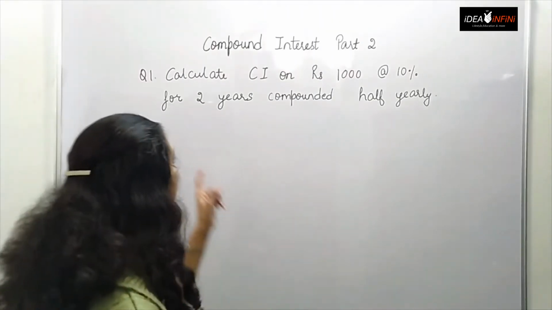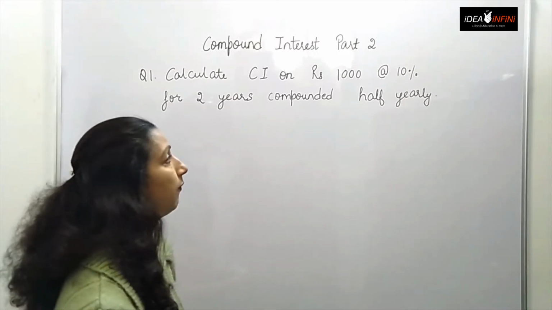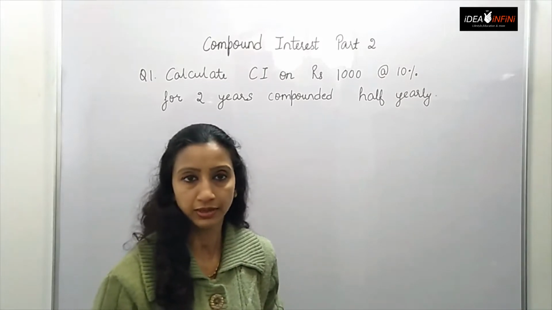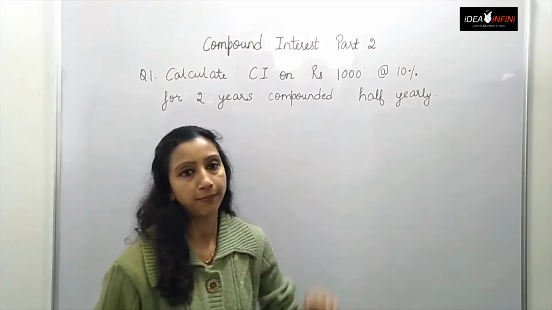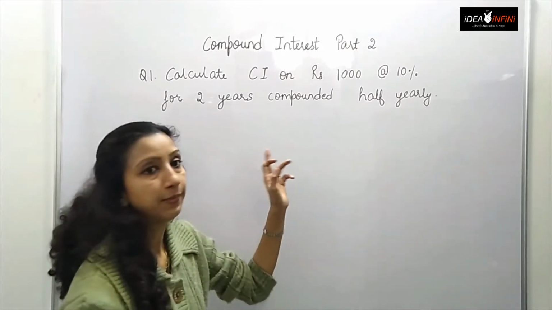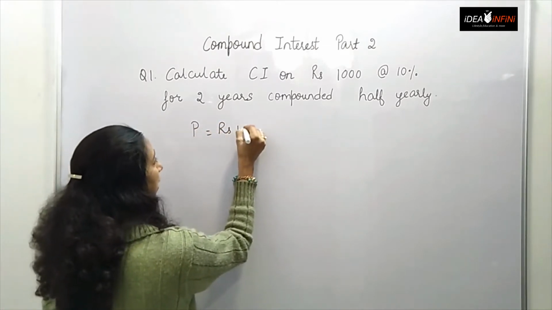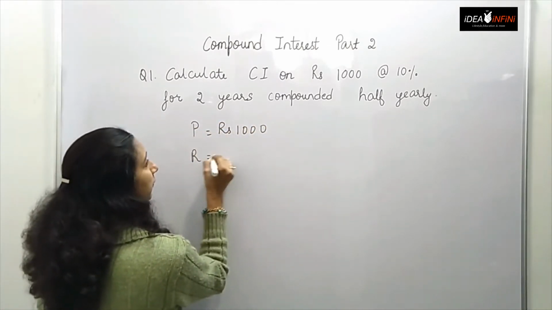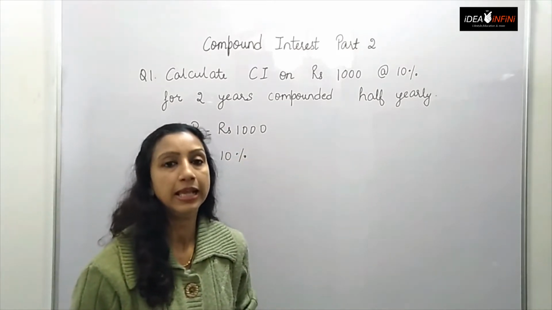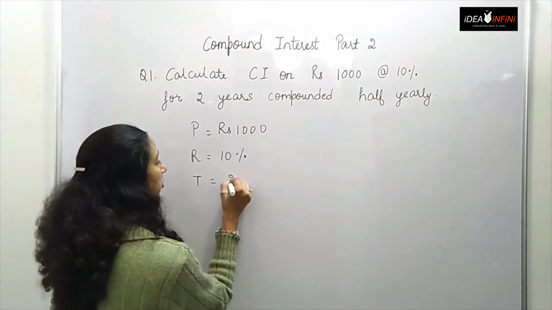Let's see this example. Calculate the CI on rupees 1000 at the rate of 10% for 2 years compounded half yearly. It's just like the other problem that we had just now done. Half yearly compounding is given. Rate of interest has been mentioned as per annum. And the time period has now become 2 years. Principal is rupees 1000. The rate of interest for the full year is 10%. So what will be the rate of interest for half a year? 10 divided by 2, that will be 5. And here the time period is 2 years.